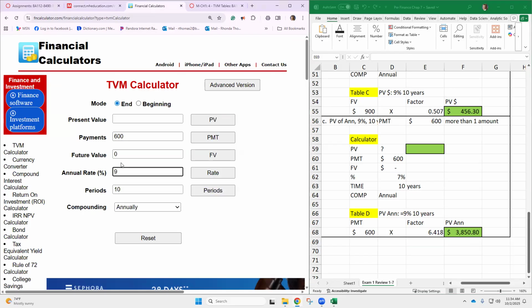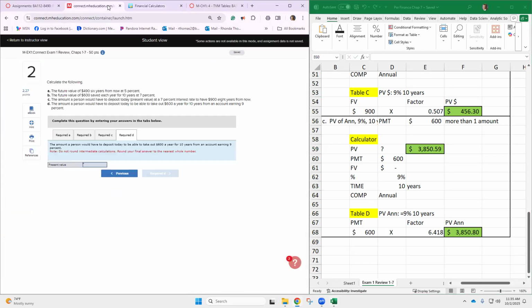I'm looking at 9%, 10 years. Okay, so I've got a bunch of areas that I need to make all the same, so I don't have to keep keying these in. That's all right. Let's see if it comes to anything close to what the table said. Yes, very close. So 38, 50, 59. So I should be able to put either one of those in, and this should be my fourth answer.